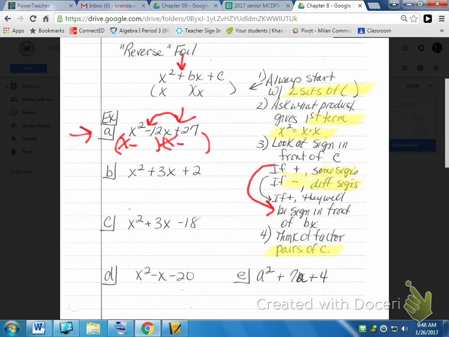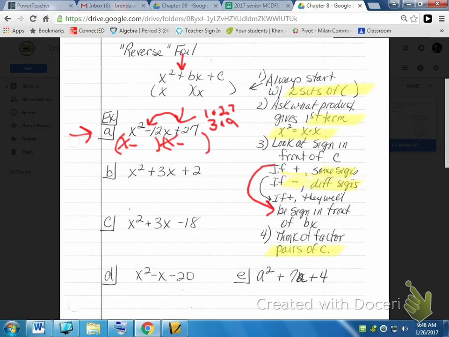Now, here's where you're going to have to do some thinking. Think of 27. Right here, let's write down all the factor pairs of 27. The first one, 1 times 27. What's the next one? 3 times 9. Any more?